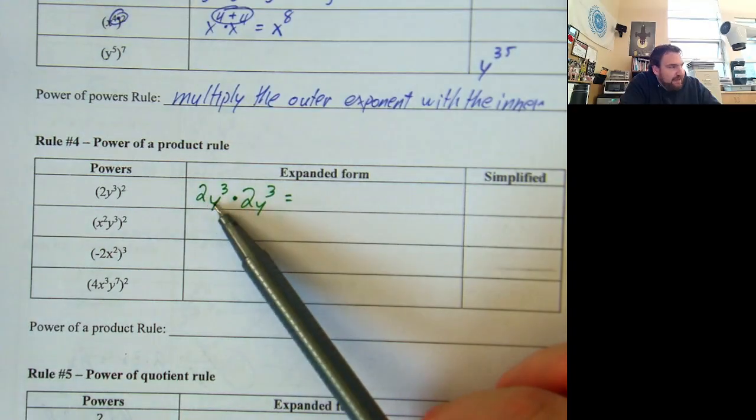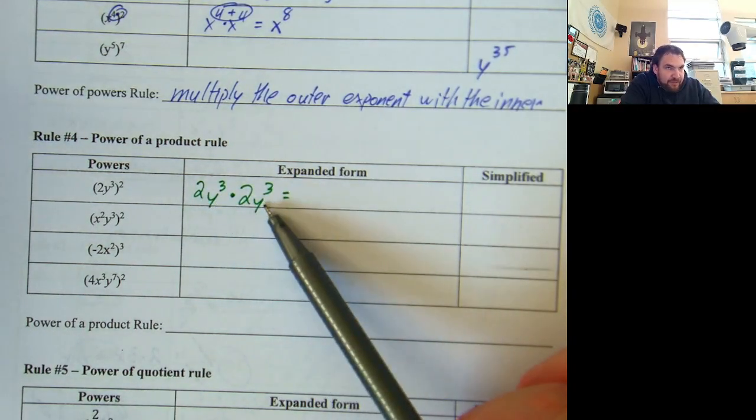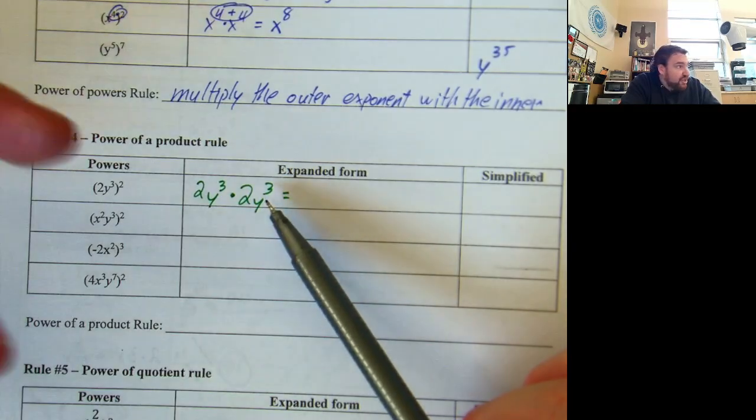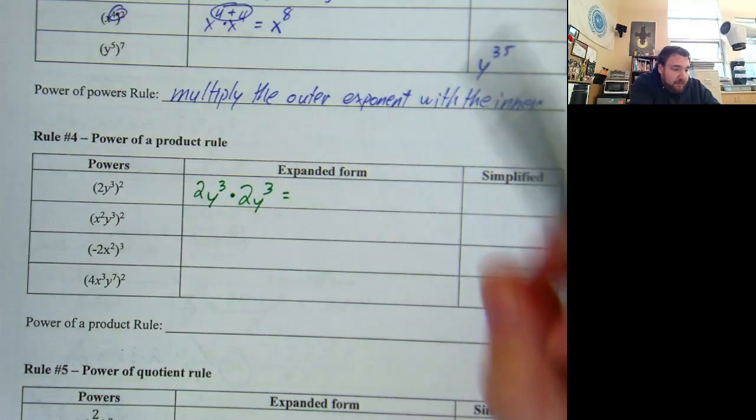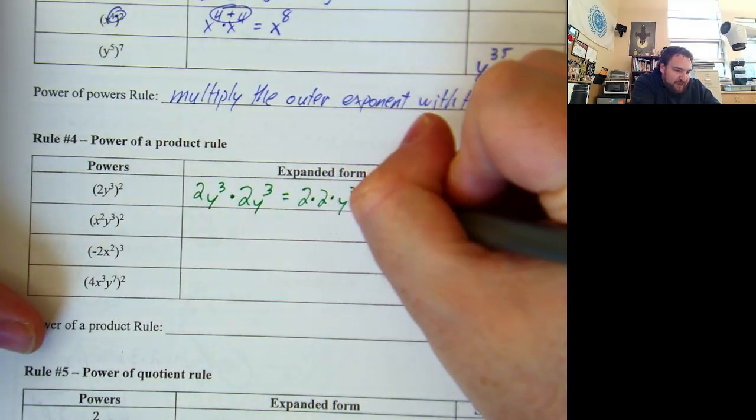But these are just multiplied together too, right? Like if this is 2 times y cubed times 2 times y cubed. So I could rearrange this. I could change the order on it. I could write this as 2 times y cubed times y cubed.